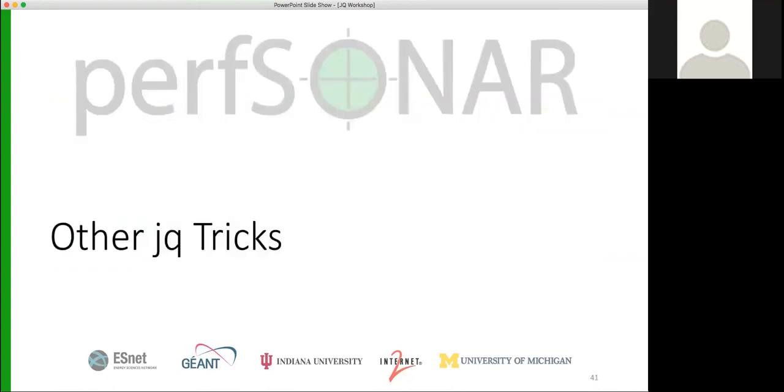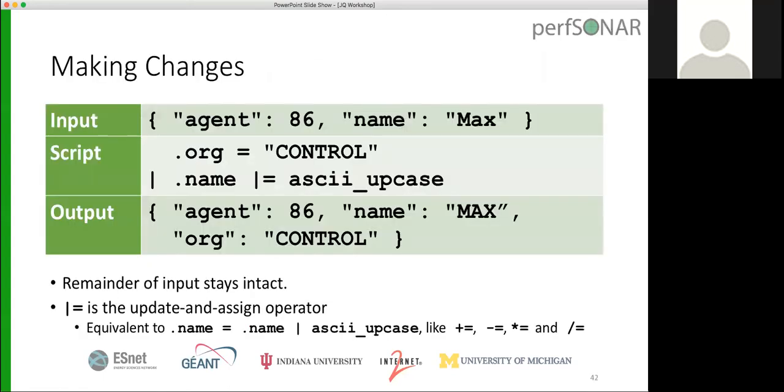Okay, hearing no other questions, I'll show you some additional interesting things we can make JQ do for you. One useful thing you can do is making changes to the input on the fly. So in this case, here's an object that we take as input. We just have an agent of 86, and we have a name of Max. And let's say our task at hand is that we're going to add an organization to it, which will be control, and we also want to convert the name to uppercase. So the script to do that would start out, keeping in mind that the input is what comes into this in the first place, with a simple assignment.